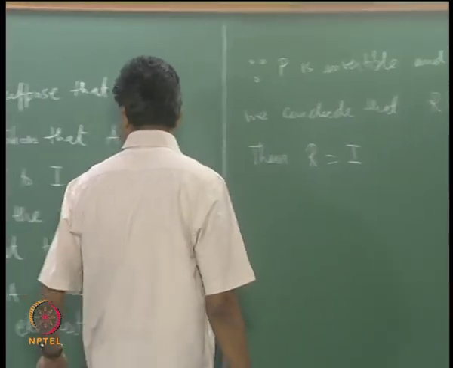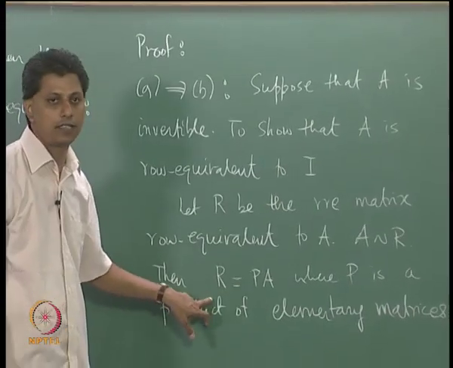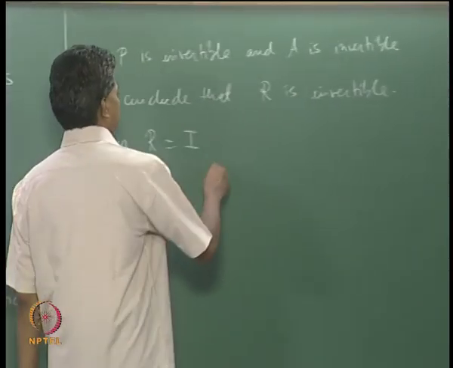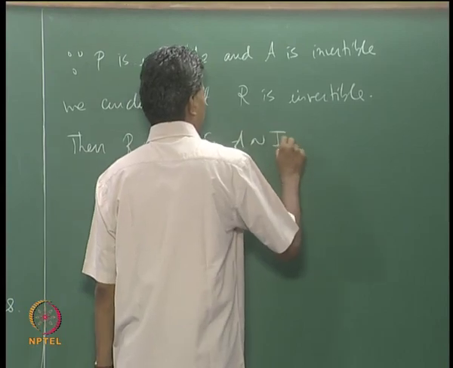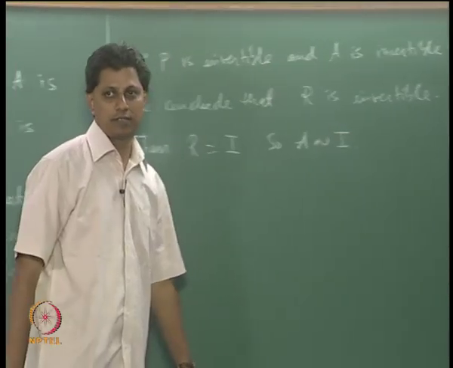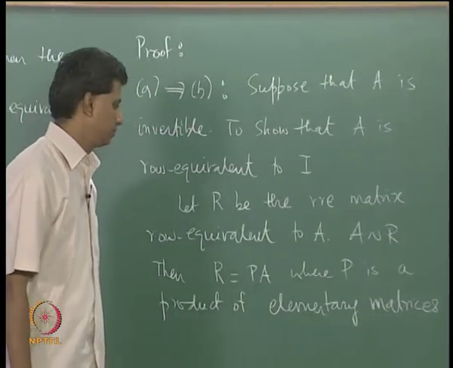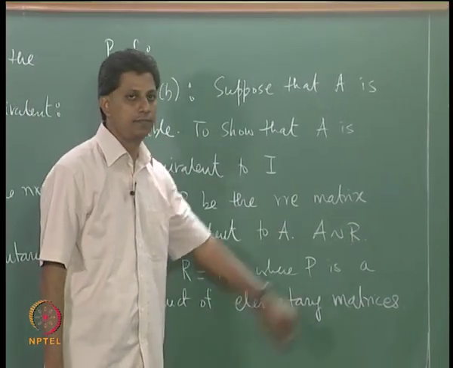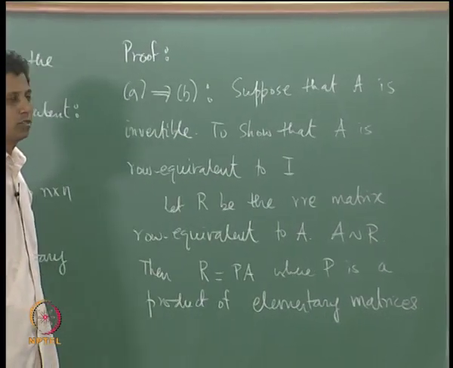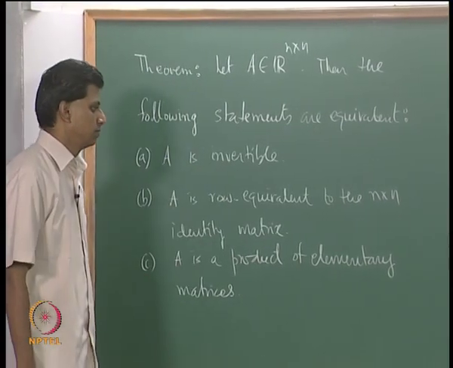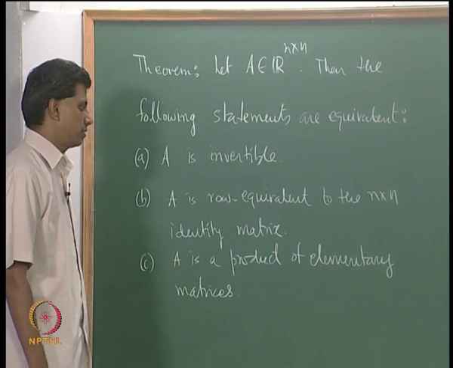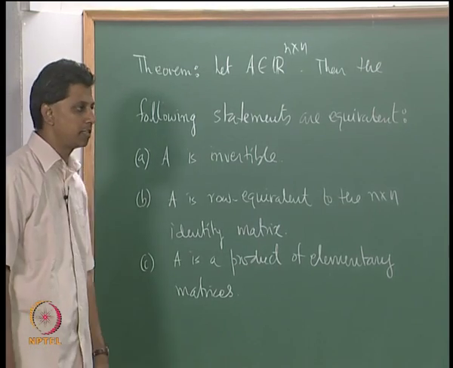So I go back and substitute in this equation. From this can we directly say A is row equivalent to the identity matrix? A is row equivalent to R, that's what I have written down here. R is identity, so A is row equivalent to I. That is statement B: A is row equivalent to the identity matrix. Okay, so that proves A implies B.